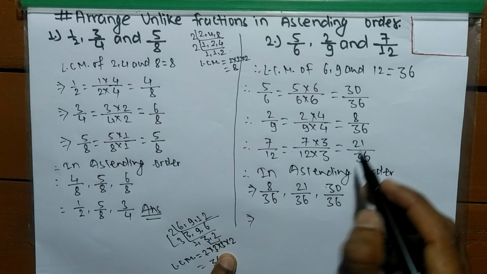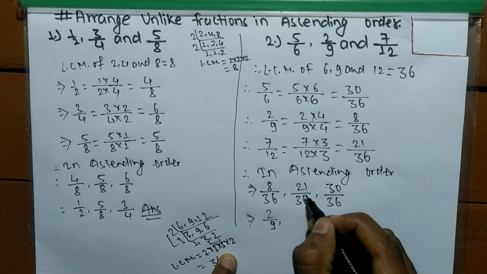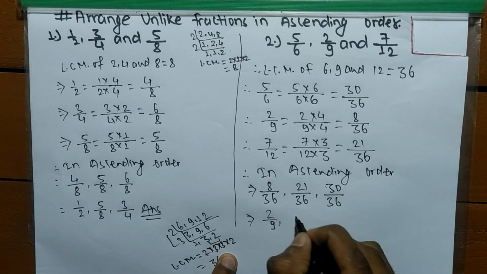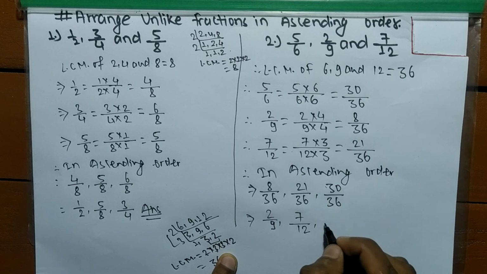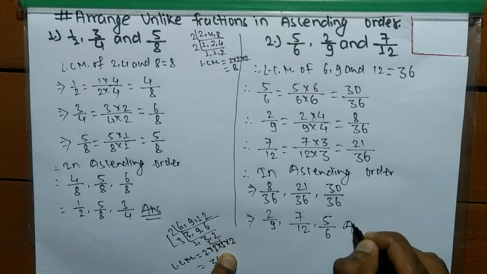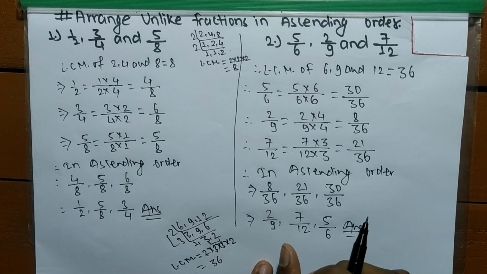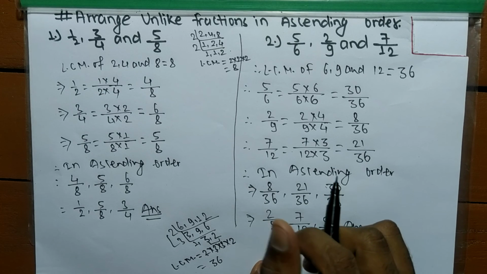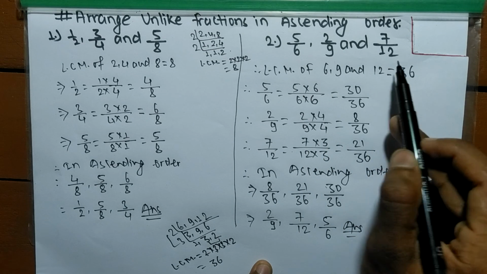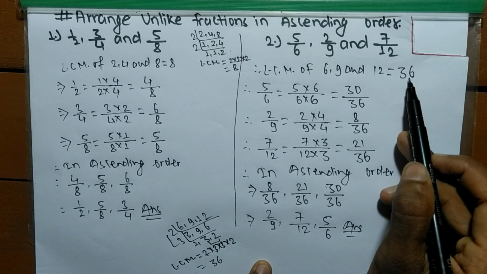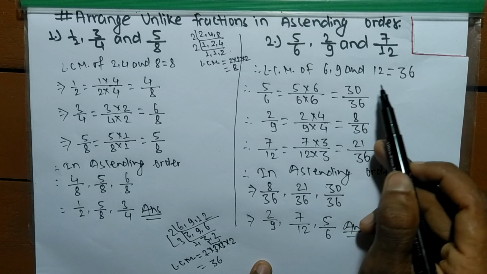So 8 by 36 corresponds to 2 by 9. Likewise, 21 by 36 corresponds to 7 by 12. Likewise, 30 by 36 corresponds to 5 by 6. So these fractions are all arranged in ascending order. So in this way we can arrange any given unlike fractions in ascending order. First of all you have to take the LCM of the denominators. After that divide the LCM by each denominator and multiply both the numerator and denominator by the quotient.